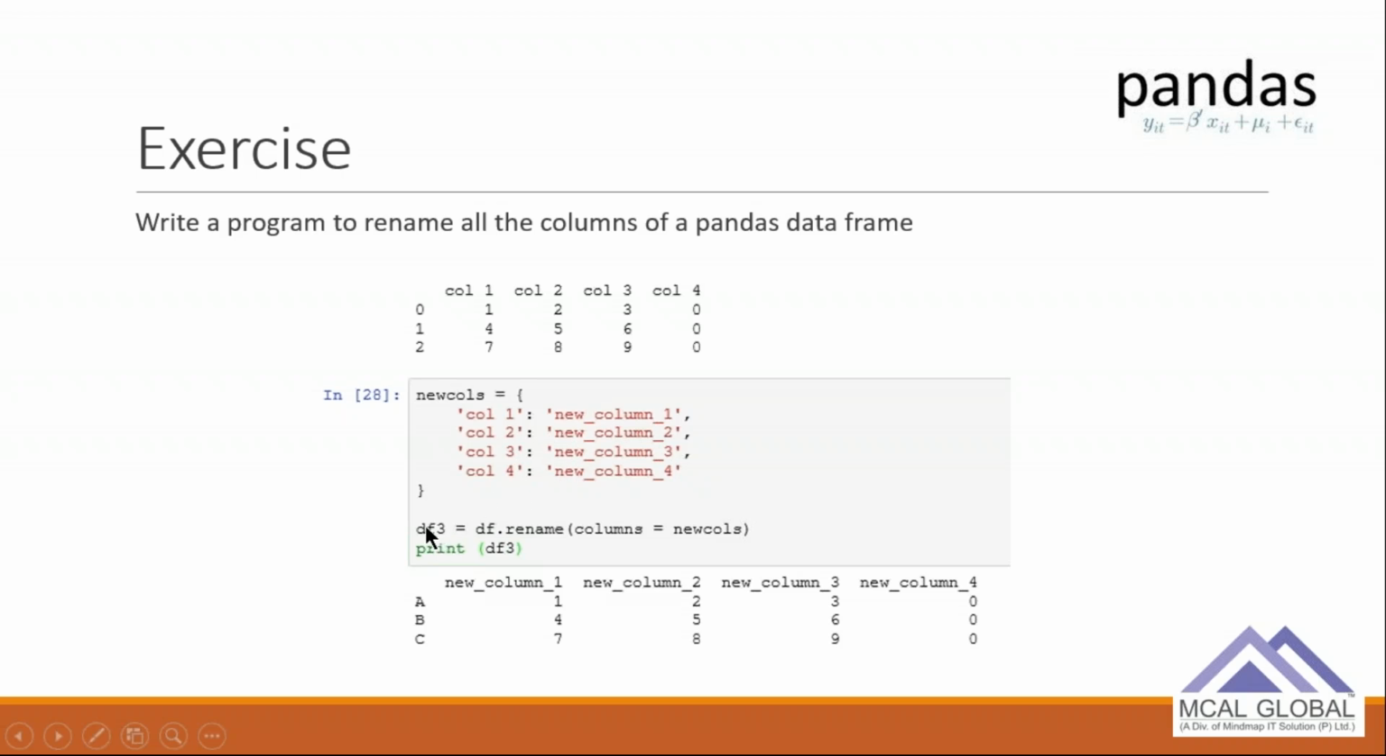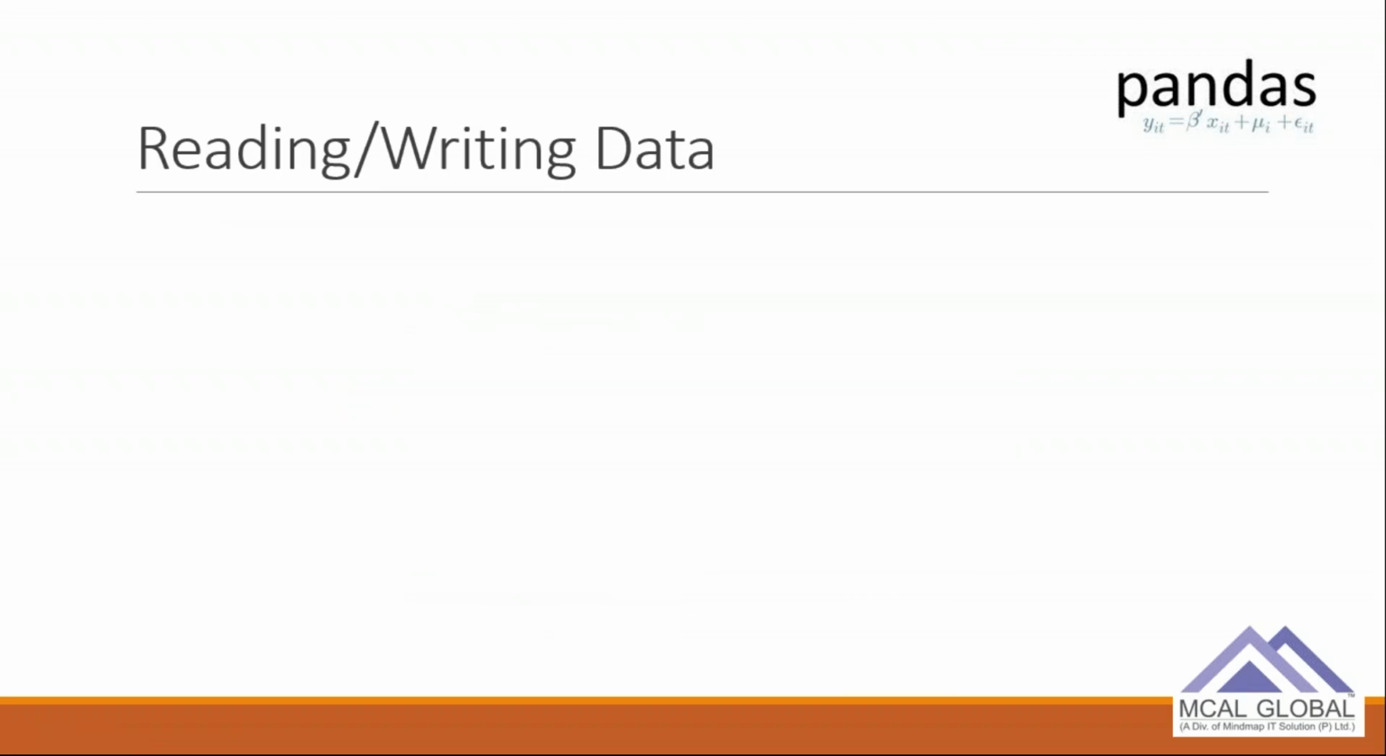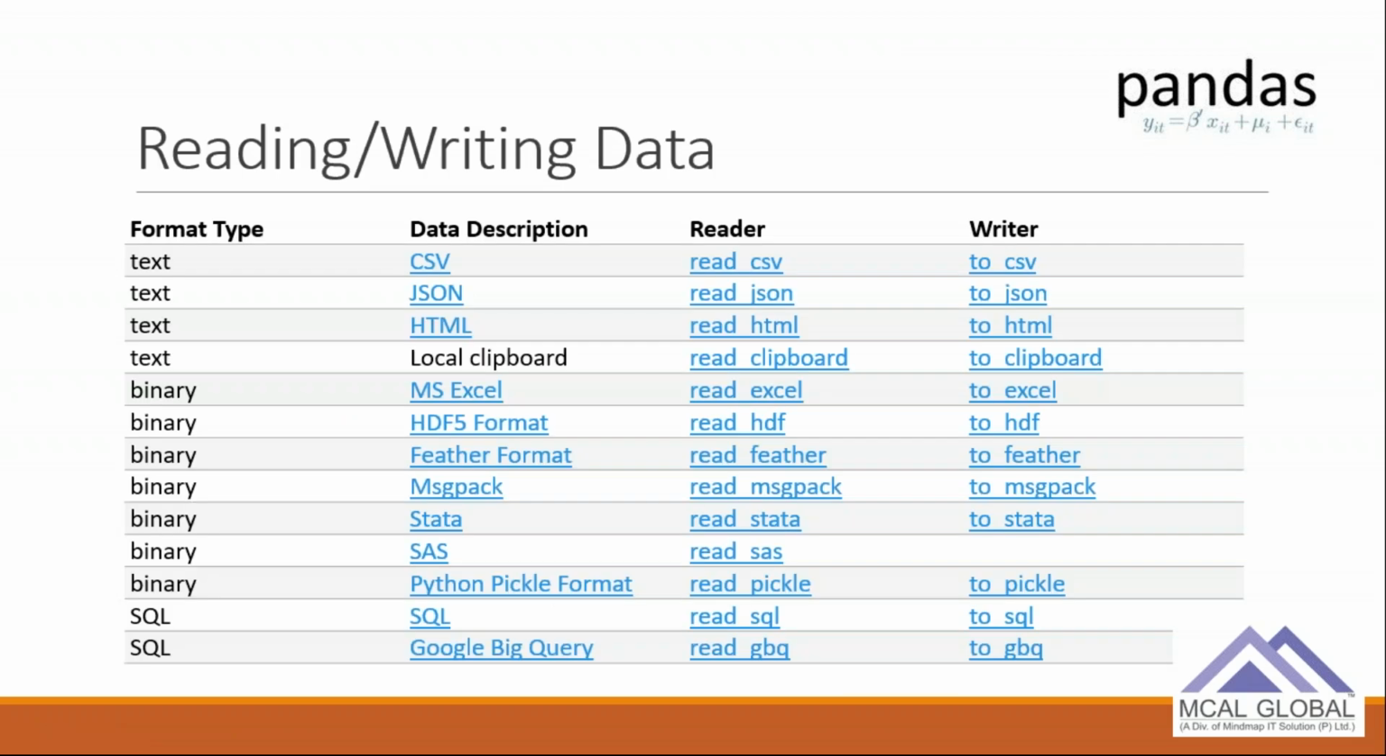So df3 is your new data frame. df.rename is your data frame, the original data frame has to be renamed with the columns taking the values. This columns is a parameter and this new columns is a feed to the parameter. So new columns will be fed into this columns parameter and it will be renamed to these. Okay, so I think there's no confusion with this. Okay, so this is very important here.